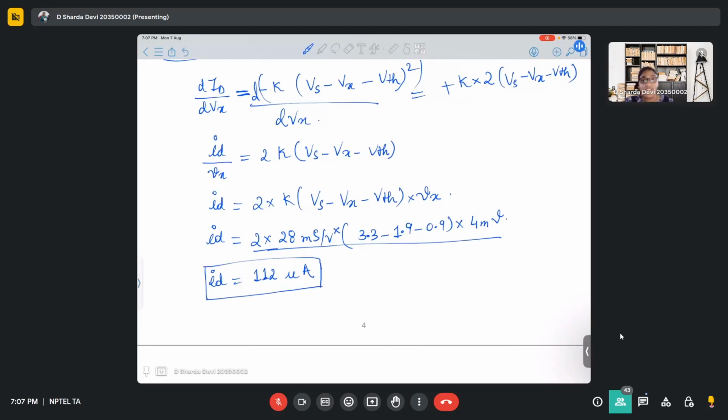So please be very sure with the units, because you might get the values correct, but if you get your units wrong, then it's completely wrong. So please pay attention to your units as well.